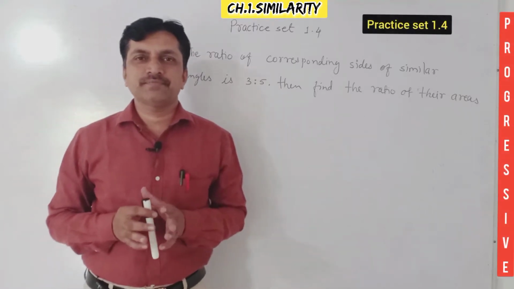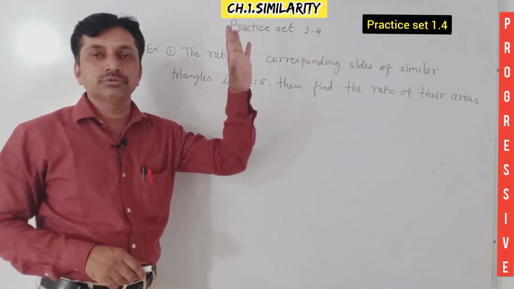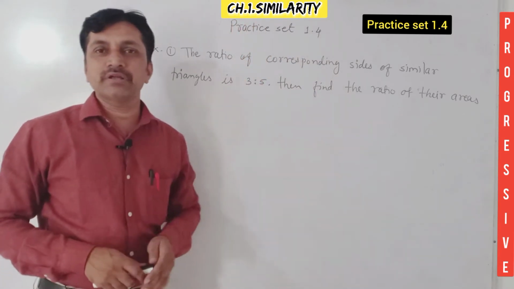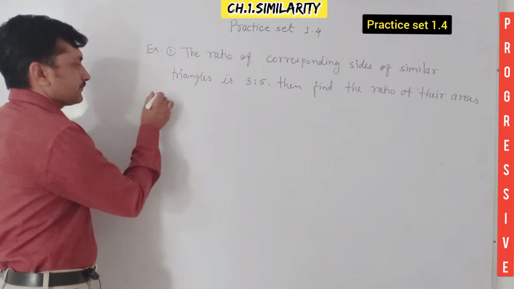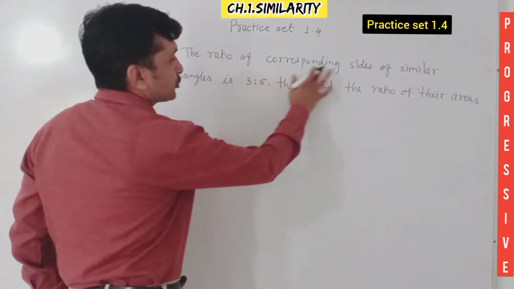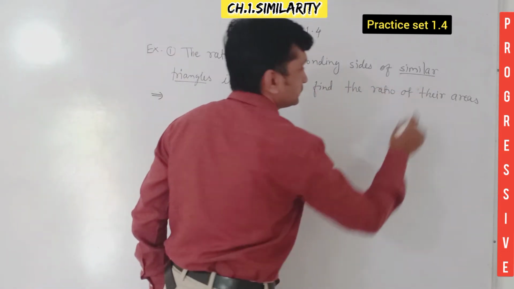Hello dear friends, in this video we are going to start practice set 1.4 and this is based on the theorem of areas of similar triangles. Let's see example number 1. The ratio of corresponding sides of similar triangles. Triangles are similar, it is given here.